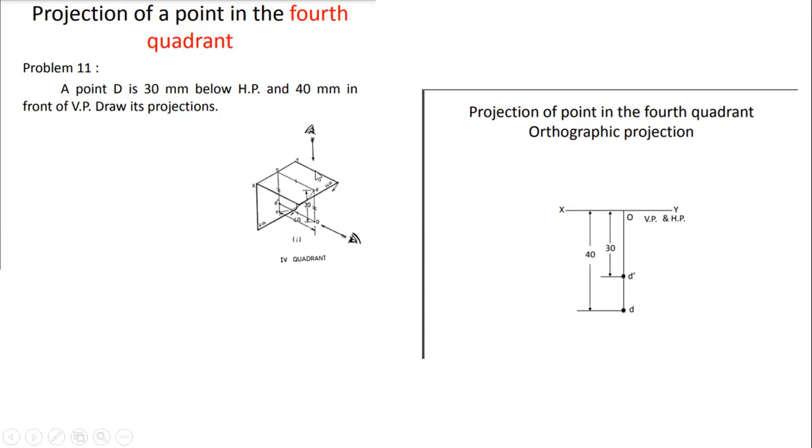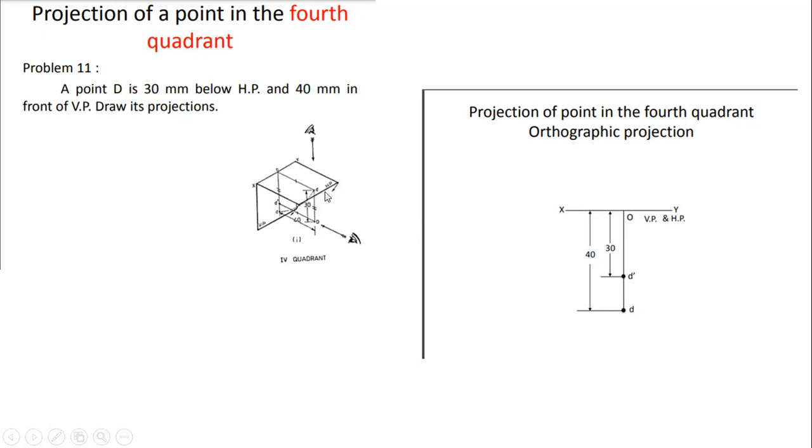Then view the point D from the top view direction. So 40 mm in front of the vertical plane, the top view lies on the horizontal plane. The point D is projected to lie on the horizontal plane. Its mirror image, the reflection, the projections are seen on the horizontal plane, the point D, the top view.